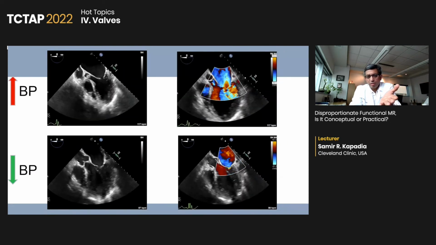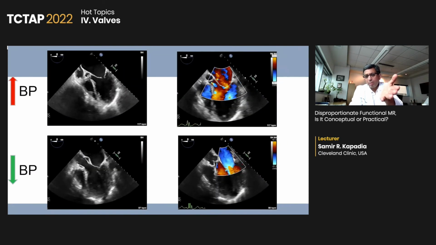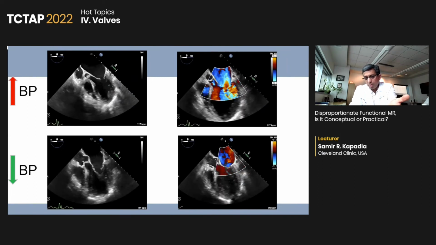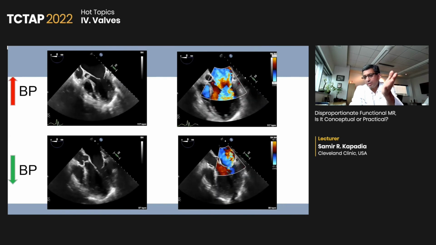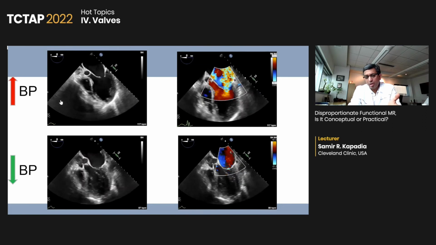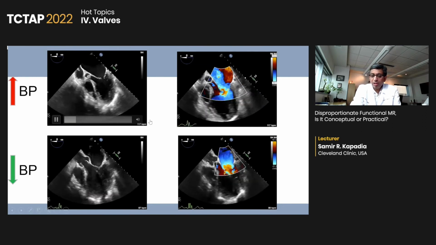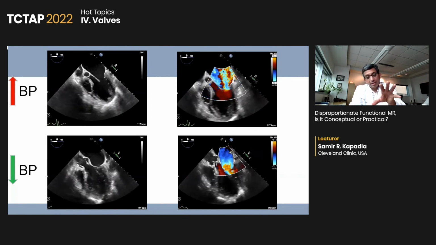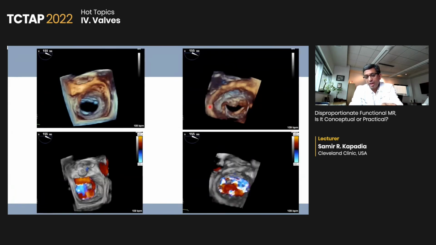Take another patient with a low blood pressure while we are doing a MitraClip, there is that much MR, and when the blood pressure increases, it's torrential MR. And you see that the leaflets don't even coapt on the top left. So this is the problem. When you say disproportionate or proportionate, remember the LV end-diastolic volumes are the same.